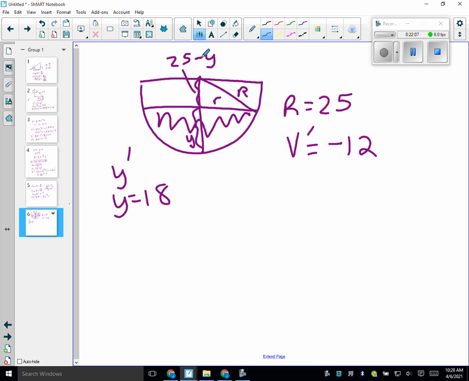So, is capital R changing? No. So I'm going to go to my formula. And I'm going to leave Y squared here because it changes. However, R doesn't. So this is 75 minus Y. I have a question. What? How do we know the top is 25 minus Y? Well, the whole radius is 25. So if this is Y, doesn't that have to be 25 minus Y?